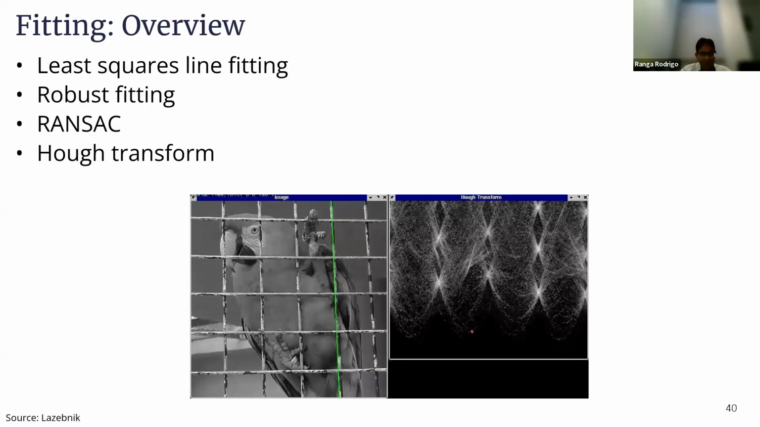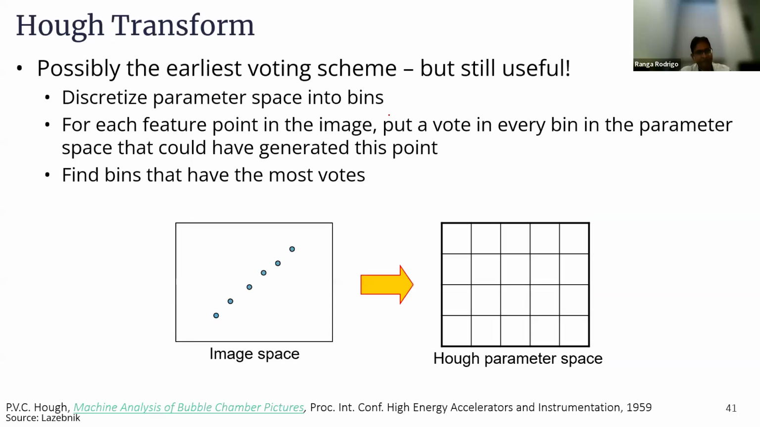Then let's look at the Hough transform. Hough transforms are also good to estimate lines and so on. This is a very powerful method. It's a voting method. You can see many lines are there in this image, so they have fitted lines using the Hough transform. Let's see how that works.